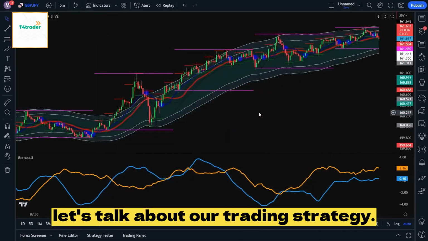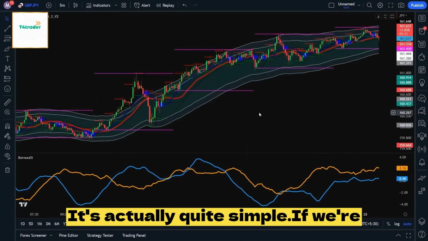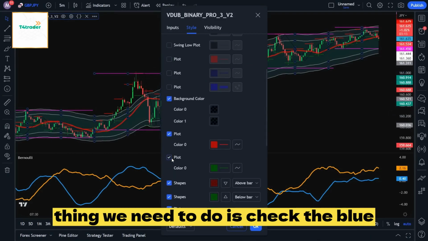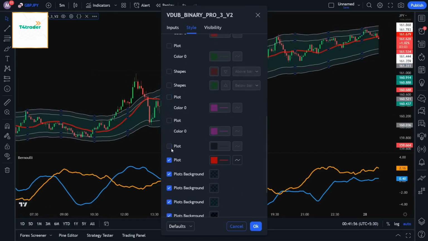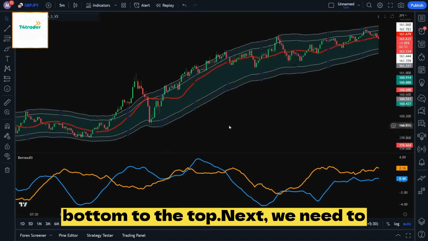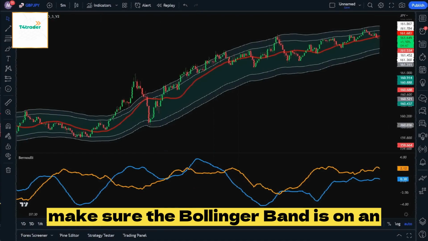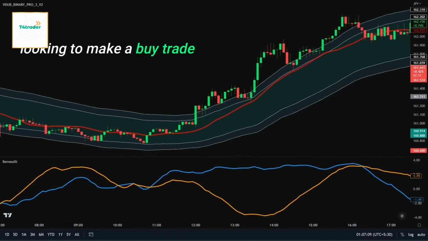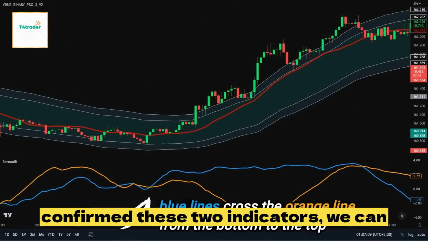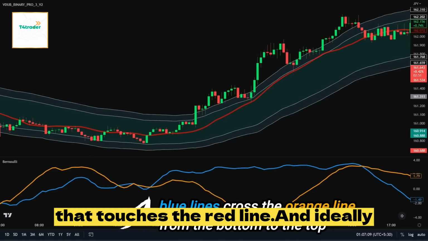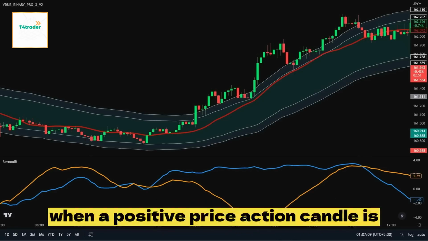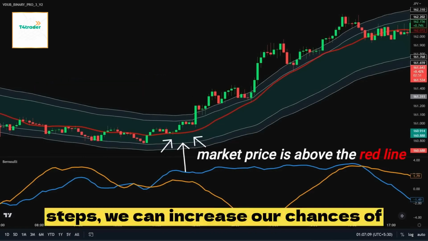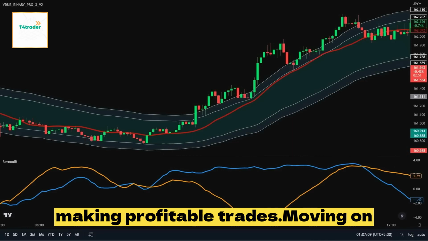Now let's talk about our trading strategy. It's actually quite simple. If we're looking to make a buy trade, the first thing we need to do is check the blue lines of our indicator. We're looking for them to cross the orange line from the bottom to the top. Next, we need to make sure the Bollinger Band is on an upward trend and that the market price is above the red line. Once we have confirmed these two indicators, we can execute our trade on the next candle that touches the red line, and ideally when a positive price action candle is created. By following these simple steps, we can increase our chances of making profitable trades.